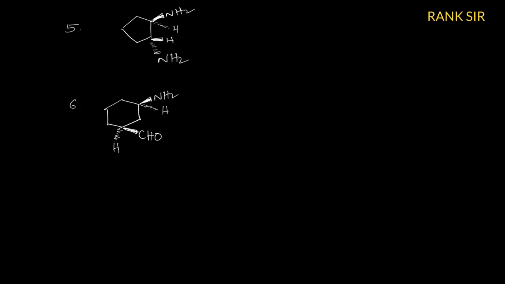In the fifth one, here an NH2 group is there, and here also an NH2 group is there. But this one is nearer to the observer, this one is away from the observer. These are in opposite directions. Therefore, it is called trans to the cyclic system. And since a ring is there, this is called cyclo. How many carbons? 5 carbons. Therefore, pentane. The e will be retained here because of the polyamine group.